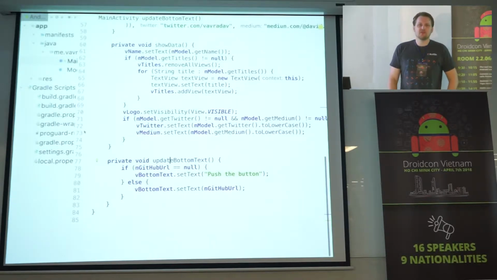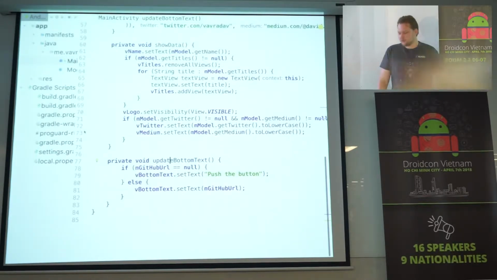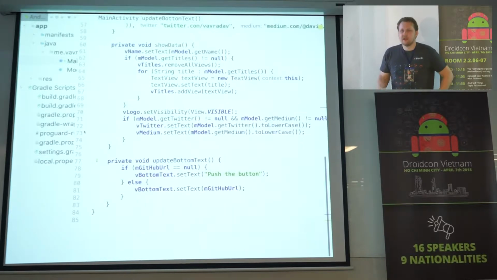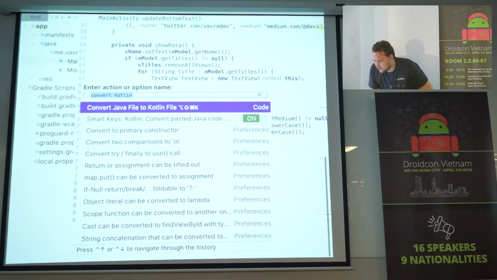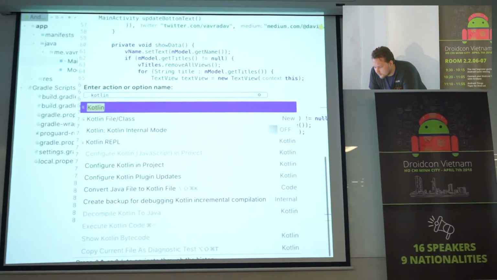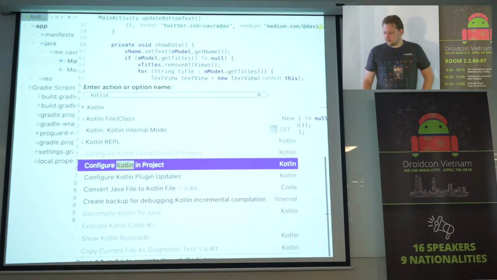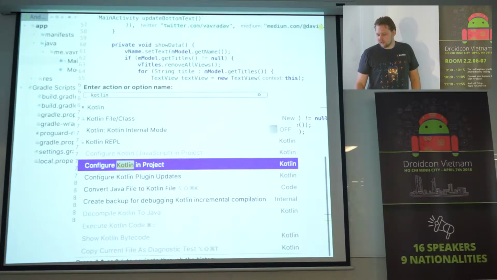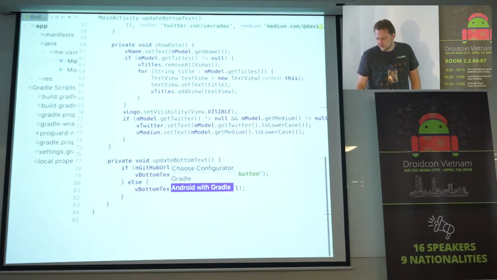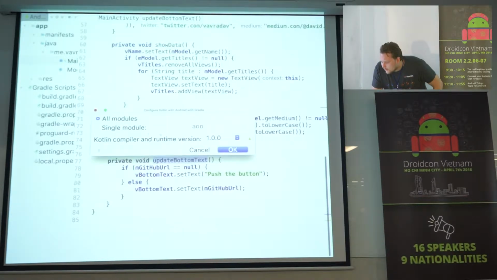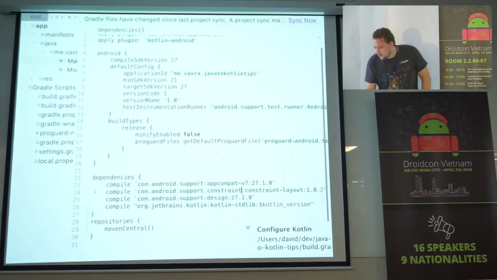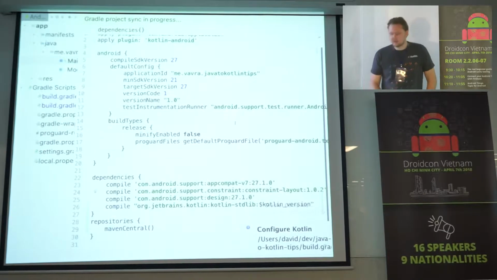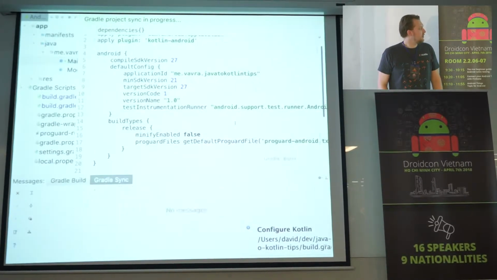So first thing you need to do when you convert your app to Kotlin, the Android Studio can really help you with this. So you select this configure Kotlin in project. You select Android with Gradle. Now we just synchronize Gradle, and that should be it.